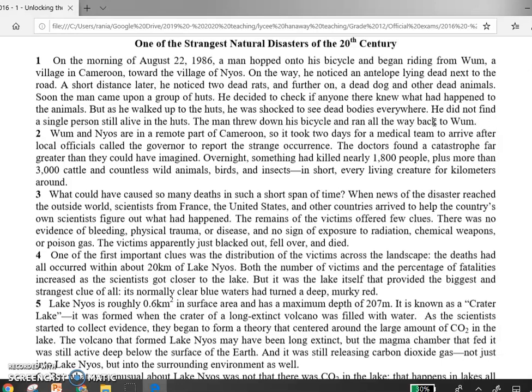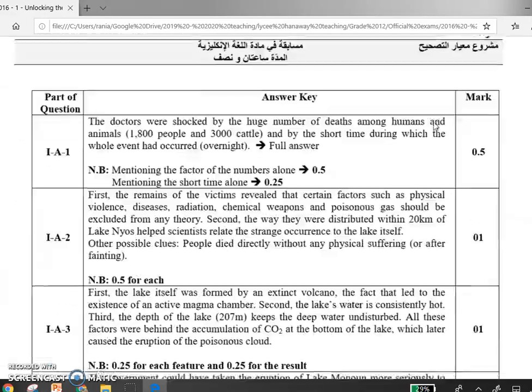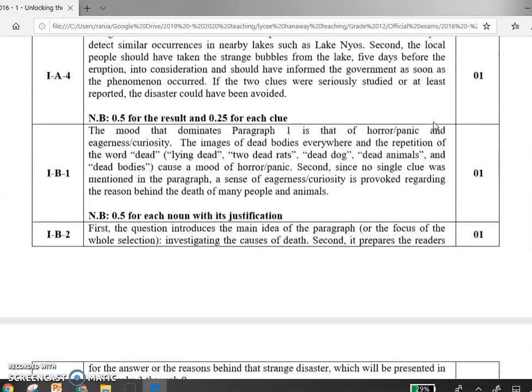But also we have a sense of doubt. We're not sure what happened. They didn't mention anything to give us any clue towards the reason for all this disaster. So let's take a look at the answer key and see how they are going to grade us.